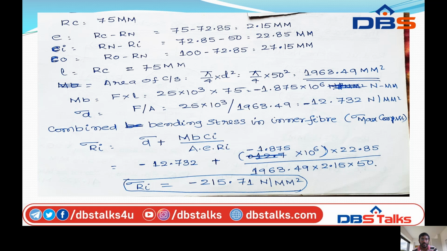So sigma Ri is equal to sigma d plus MB Ci by A e Ri. That is equal to sigma d minus 12.732 plus MB, minus 1.875 into 10 power 6, into Ci 22.85, by capital A 1963.49, into small e 2.15, into Ri 50. So we can calculate sigma Ri is equal to minus 215.71 Newton per mm square.